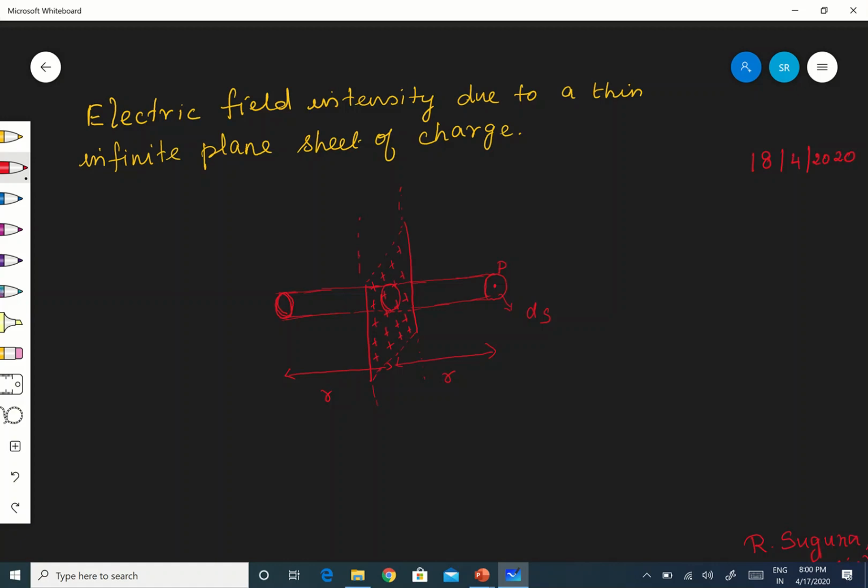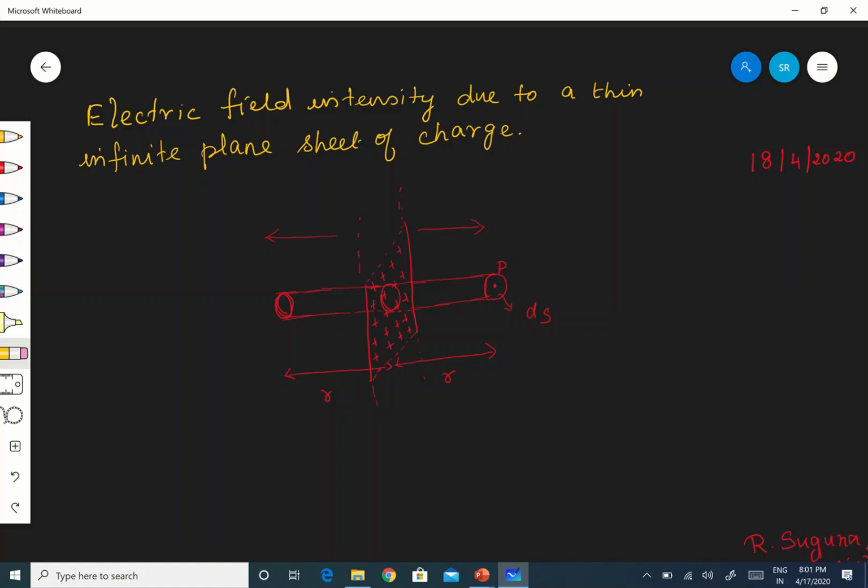See, actually the cylinder is piercing through the sheet of charge, and it goes to the other side also. Okay, right. Now by symmetry, the electric field to the right of the plane sheet should be in this direction, E. And to the left, it should be in this direction. And what do you say about the magnitude?